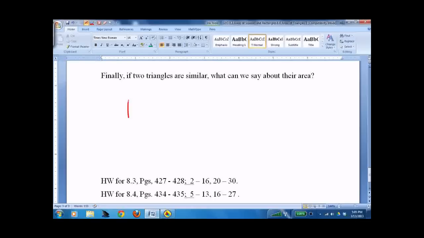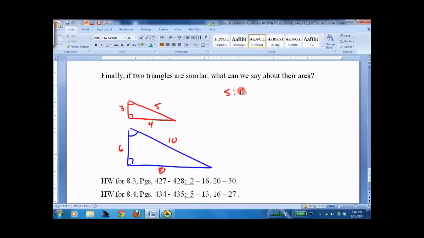Last but not least, we've got two triangles. They're similar. I don't know, let's just give it a right angle, and that angle down here, bigger one. And give them a scale factor of 2. So my scale factor is 6 over 3, 2 to 1. What's the area of both of these?